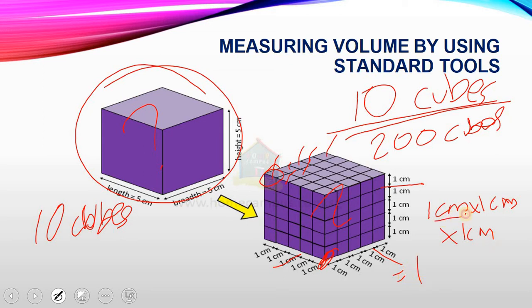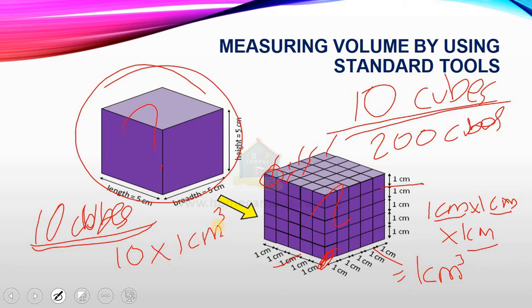So we have berapa cm? We have here 1, 2, 3. So kita ada cm, kita ada 3. So contohnya kalau ada 10 kotak, so 10 darab 1 cm³. Jadi jawapan dia adalah 10 cm³.